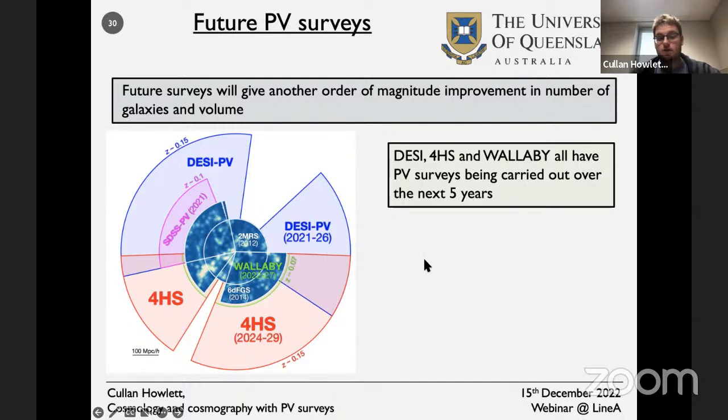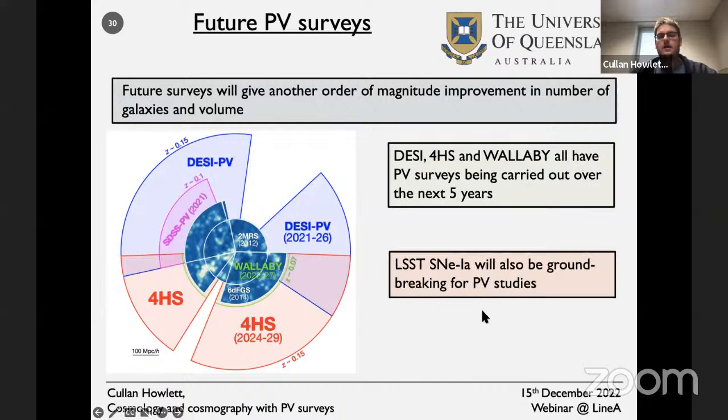DESI has started, WALLABY has started, and 4HS is expected to start in mid-2024, but planning, preparation and construction of that instrument is all working really well and at pace. What I haven't shown here is, for instance, LSST supernovae, which will also be groundbreaking for peculiar velocity studies. It's something I'm very interested in, but won't touch on any more in this talk.